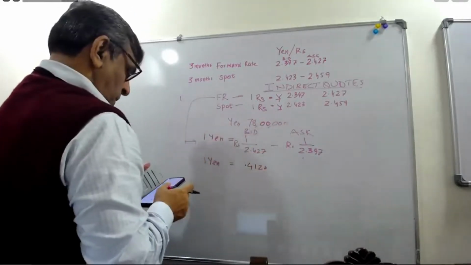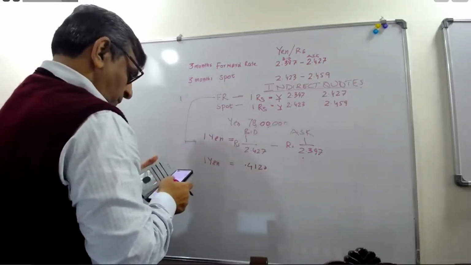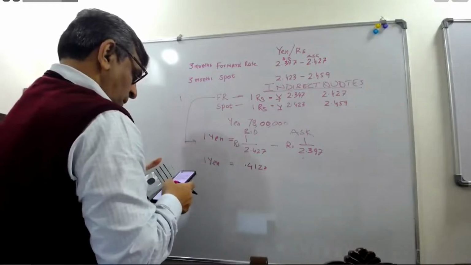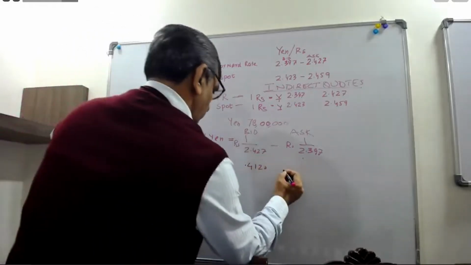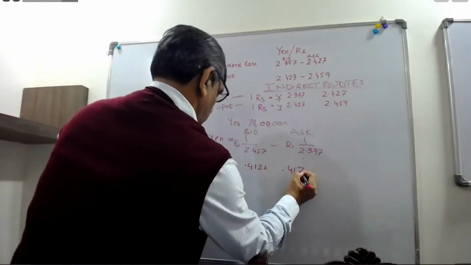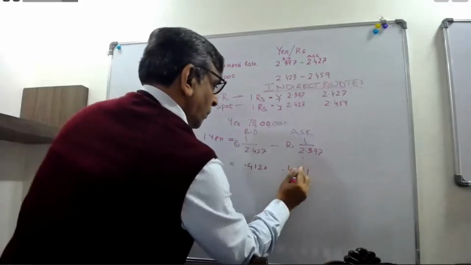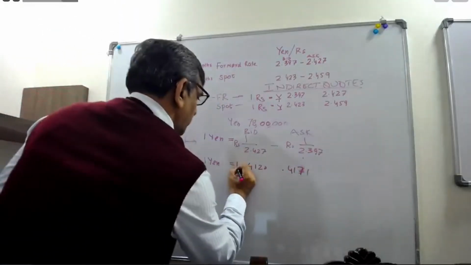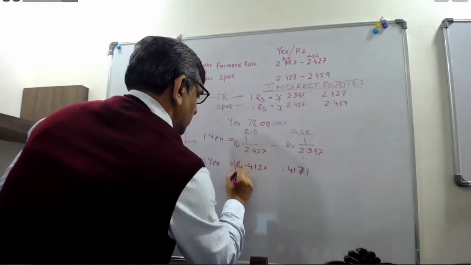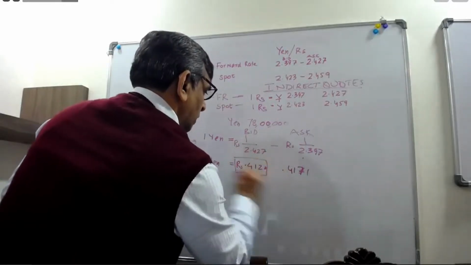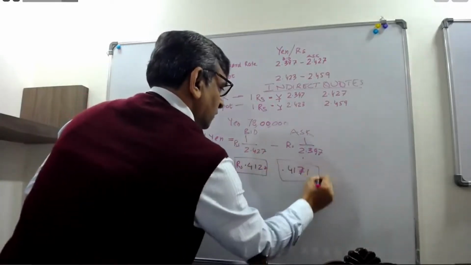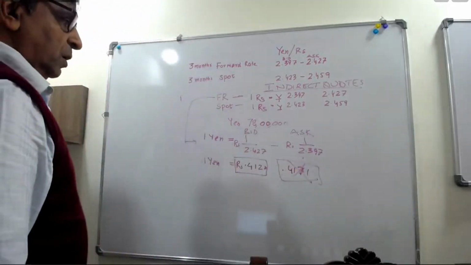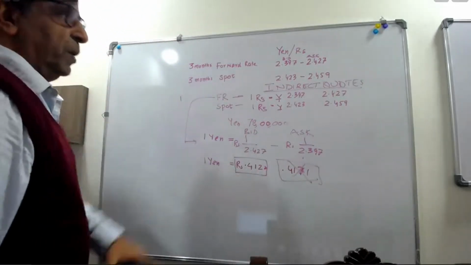Fine. So 1 divided by 2.397, which would mean it will be 0.4171. So this is in terms of rupees. This is the rate which is important for us, and this rate we can just ignore because this is the rate at which he is going to get his money. So 1 million will be so many rupees.